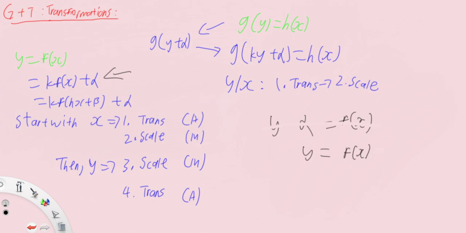Alright, so we have y equals to fx, scale first, we get kfx. Actually, let's write this better. y equals to kfx, alright? Thereafter, you translate, you get y equals to kfx plus alpha. Alright, and this is how I do it, really.